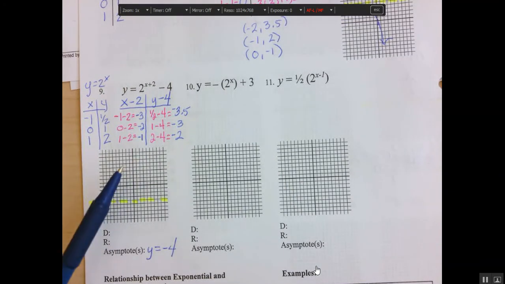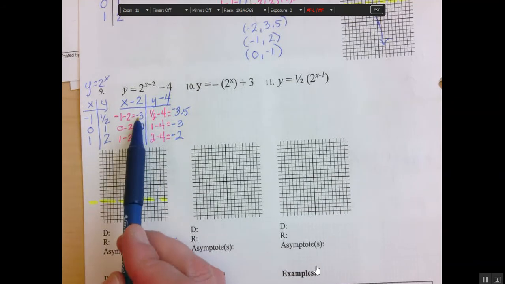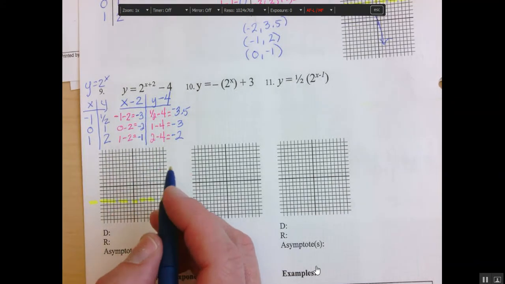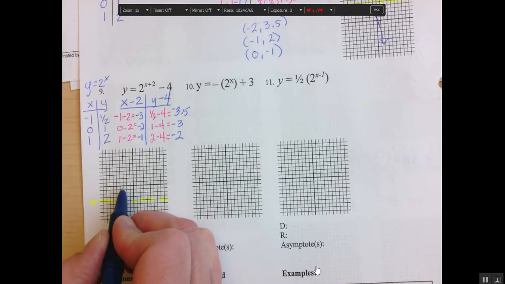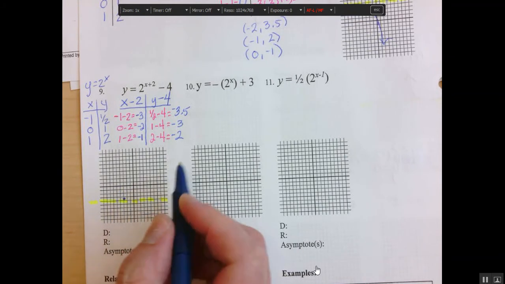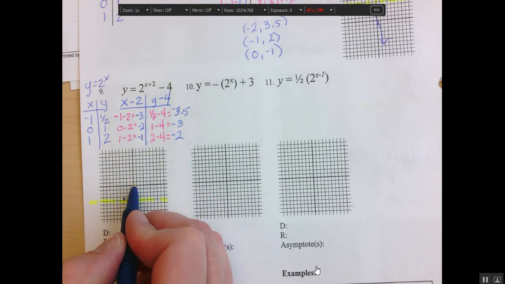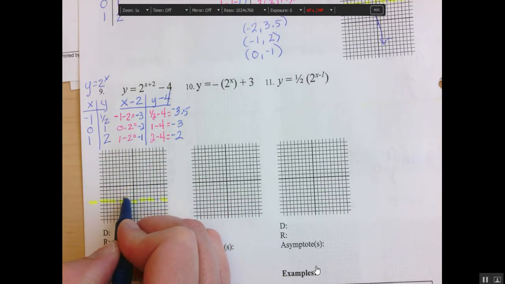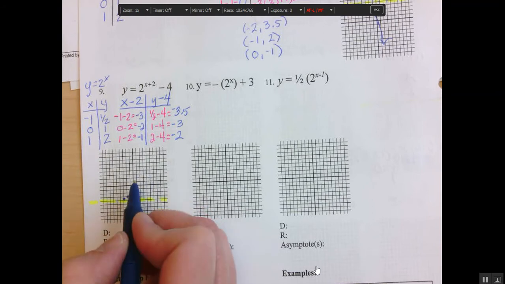So what we found here are the points that we're going to graph on our transformation. Negative 3, negative 3.5. Negative 2, negative 3, and negative 1, negative 2.